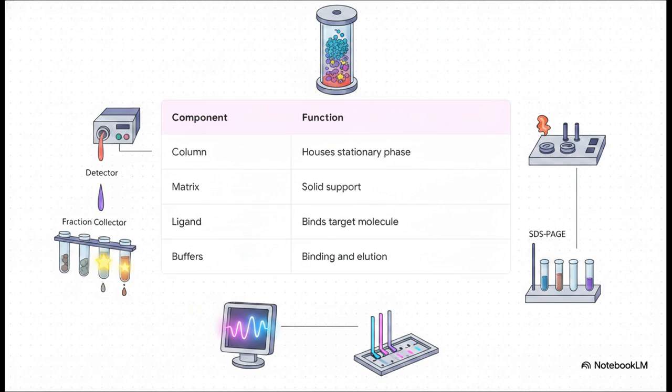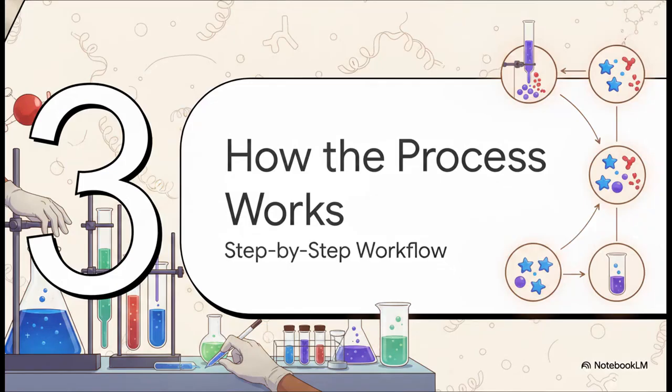We also use a series of buffers for binding, washing, and eluting to strictly control the chemical environment. And finally, as the liquid drips out the bottom of the column, a detector and fraction collector analyze it, often using UV spectroscopy, SDS-PAGE, or enzyme assays, and physically catch our isolated target. All right, equipment is prepped on the benchtop, so let's get into the action.